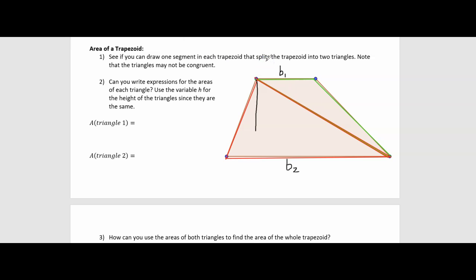The heights of both of these triangles, whether it's maybe easier to tell for the, whoops. The height of the green, right, is also the same as the height of the red. So the area of triangle 1, let's call the red one 1, the green one 2. So the area of triangle 1 would be 1/2 times the base, which is actually base 2 of the trapezoid, times the height, which is just h.